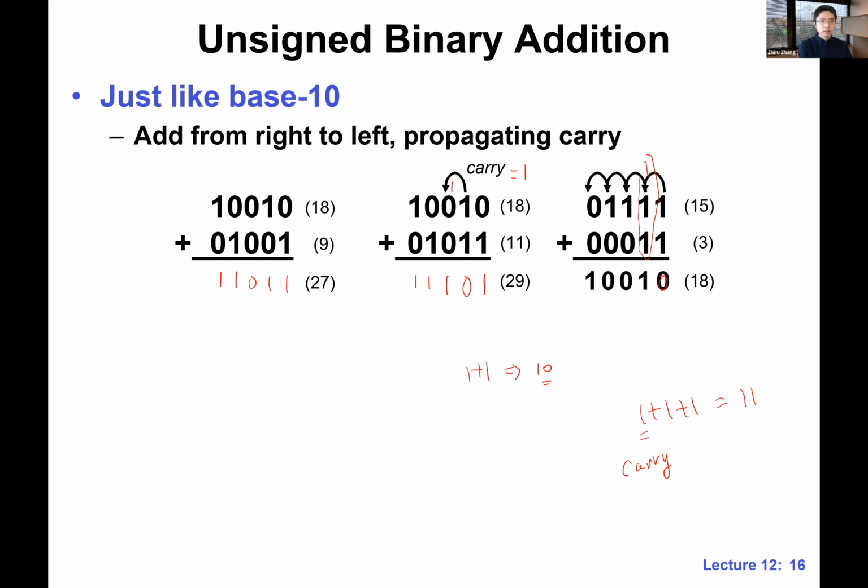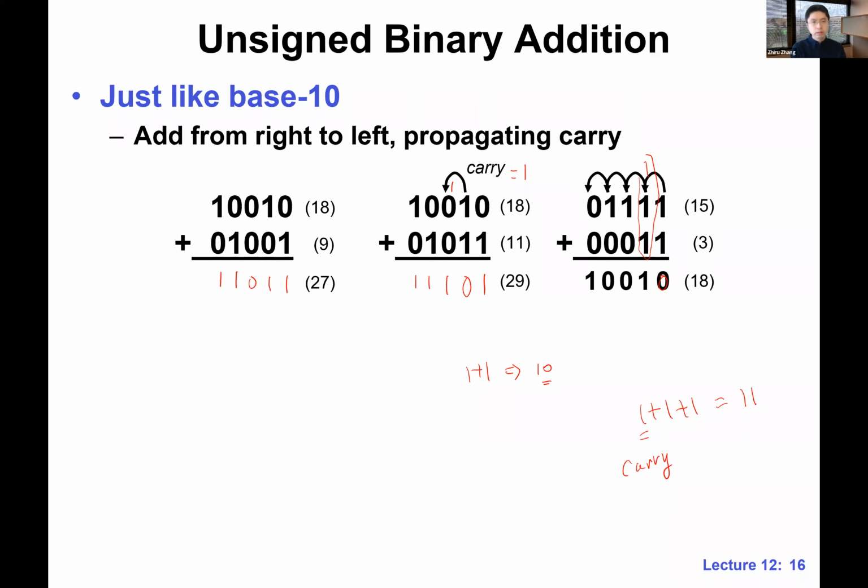All right. Any questions so far? Okay, I hope this is very clear. How about negative numbers? So far, all of these are unsigned, all positive or non-negative. How about the negative numbers?